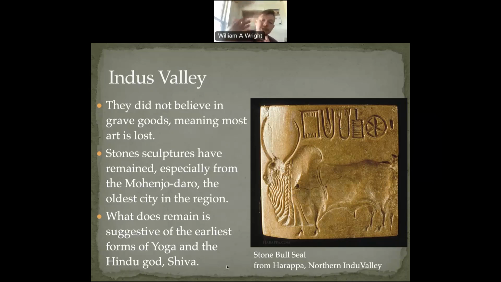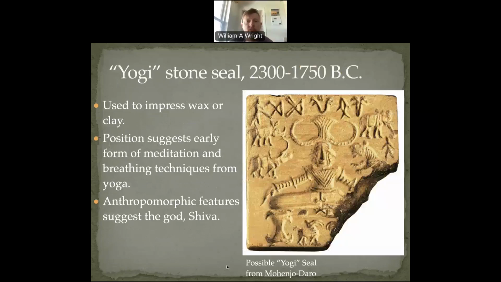Now, there are other seals, not just the bull seals. There are other seals that give the indication, like I said, of yogis. When we look at this yogi seal from somewhere between 2300 and 1750 BC, it was used to impress wax or clay. The position is obviously informed by some form of meditation, right? So again, this is suggestive of early yoga practices. And then, of course, the anthropomorphic features of the god Shiva, either elephant or water buffalo type figures. And again, almost like pre-writing symbols, other animal symbols, typical of ancient artworks, things that we've seen.